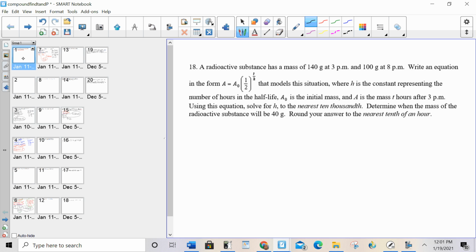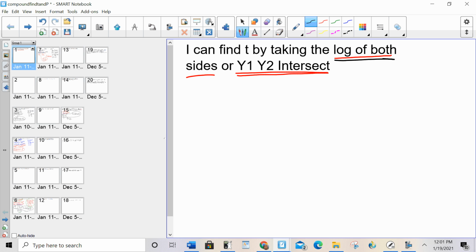So to be clear, I would prefer that everyone is able to take the log of both sides. As a math teacher, I'm trying to teach you math. That's how you solve these equations algebraically. That being said, I understand the nature of my students, and for those of you who have really weak algebra skills and equation solving isn't really happening for you, you can also use your y1, y2 intersect strategy to get your answer. There's a lot of problems left for you to do.